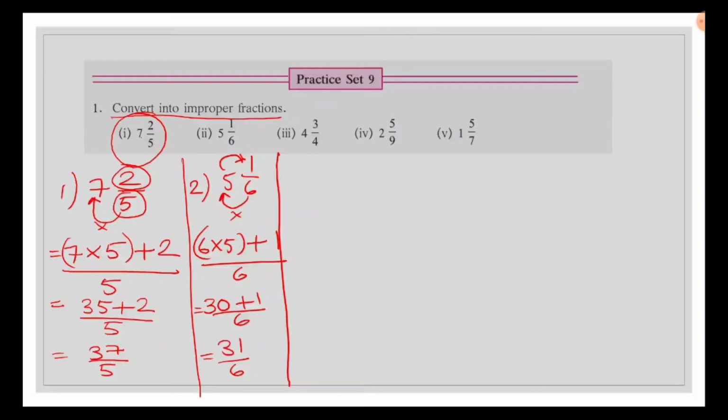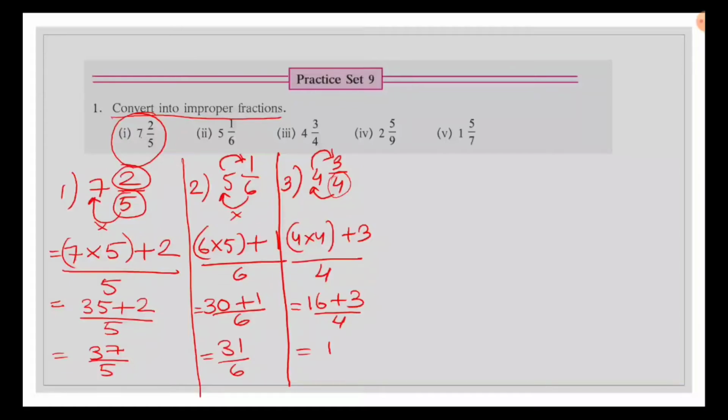Okay, next one is 4 3 upon 4, sorry, 4 3 upon 5. No, 4 3 upon 4. 4 4s will be multiplied, then you will add it with the numerator, and then write the denominator as it is. This denominator is written as it is. 4 4s will be 16 plus 3 the whole upon 4. 16 plus 3 will be 19 upon 4. Okay, so this will be our third sum.